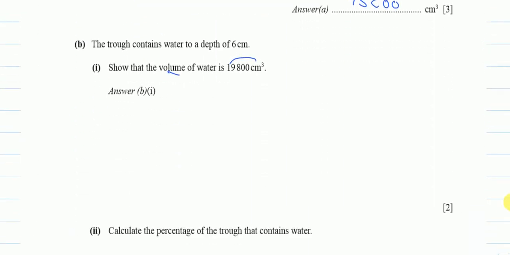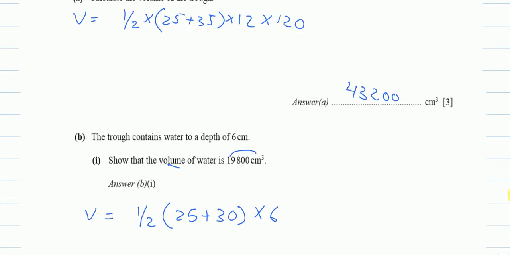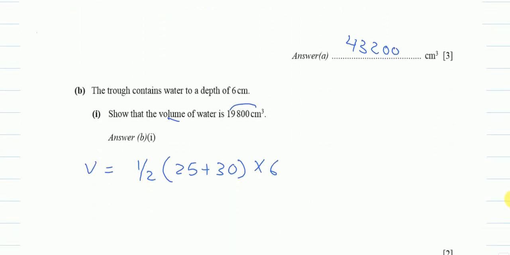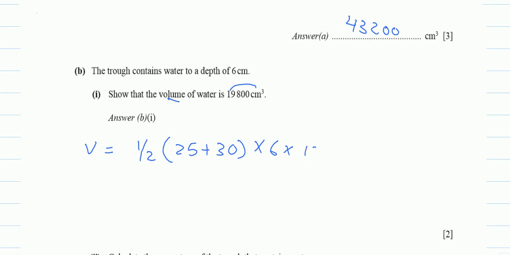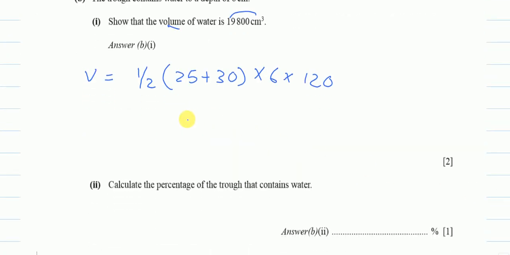So my new formula for volume this time will be equal to half times (A plus B). This time 25, and the other parallel side we calculated was 30, times the distance between the two parallel sides, which was 6. And then throughout the length we multiply by 120, and you will finally get 19800 centimeter cubed.